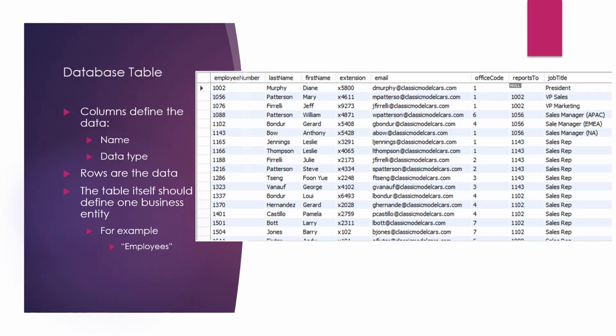The columns define the data. Up the top, the name, and underneath the data type. We don't see visibly the data type here, but we see the name of the data column here, and we can infer the data type. For example, employee number, that looks like an integer to me. Last name, that looks like it's probably a string of some sort. So the table itself should define one business entity, for example, the employees data, where we store information about our employees.